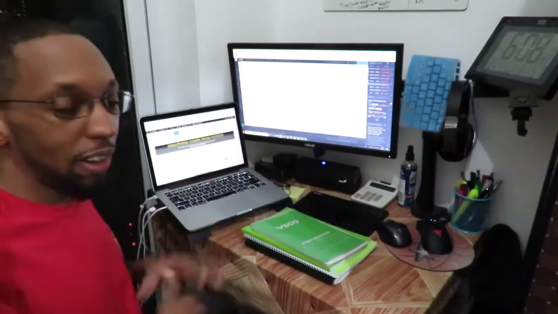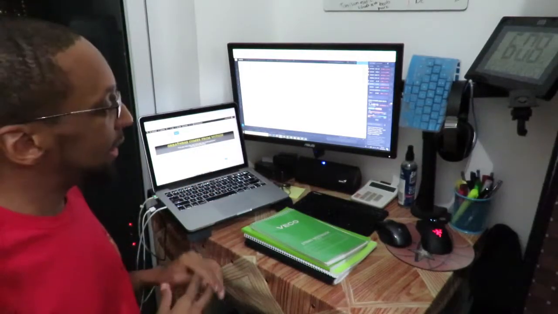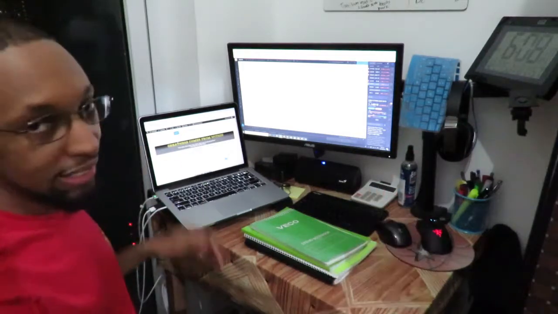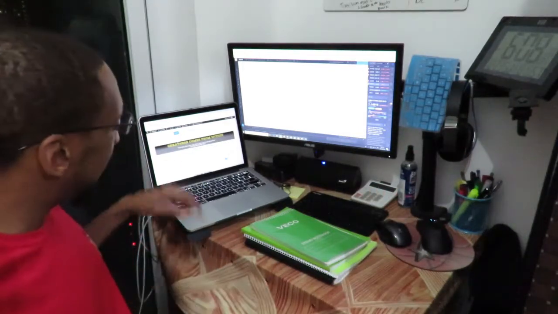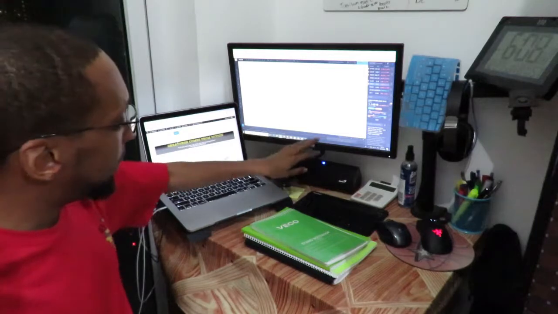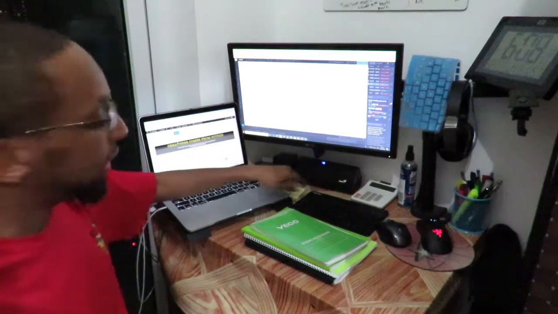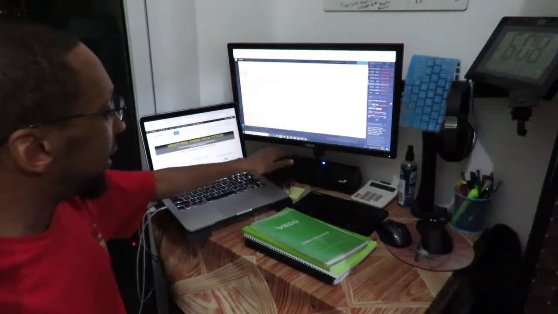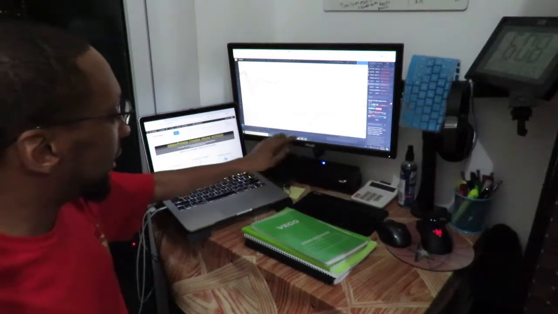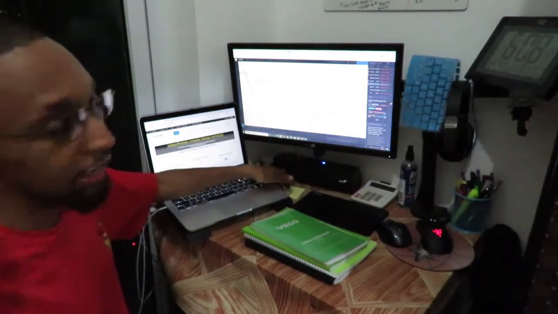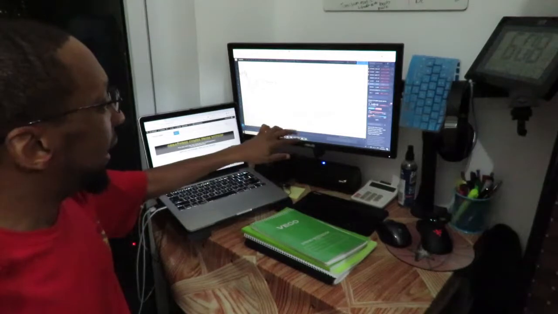Alright, so here we are. We're in my office now. This is my complete setup. This is all I trade with. I've got my Mac here, and then I have my monitor here, and I have a mini PC right here with Windows on it.